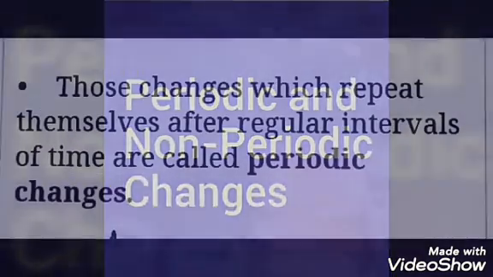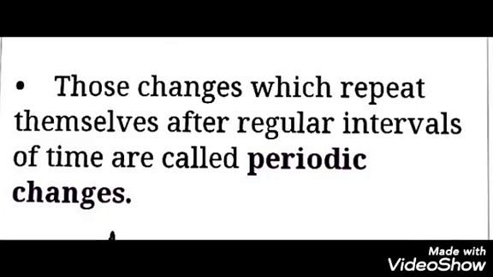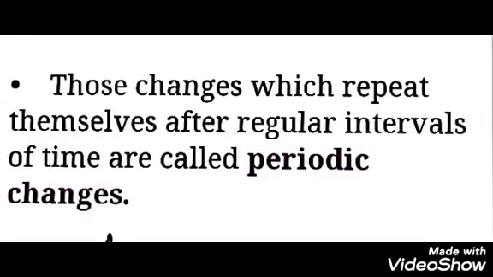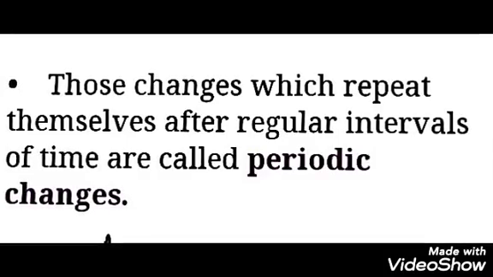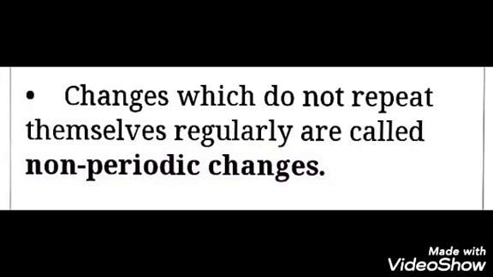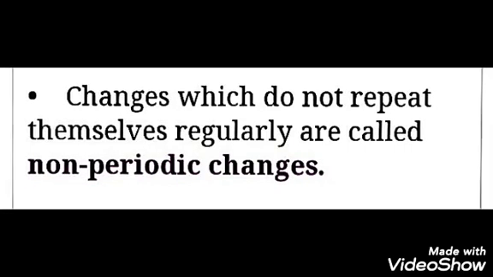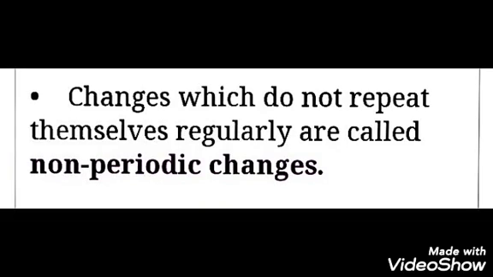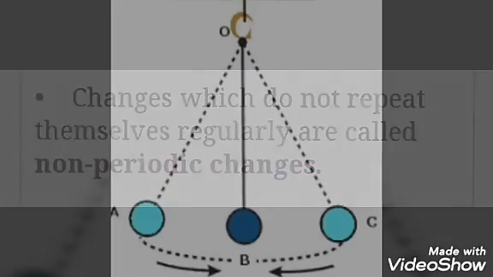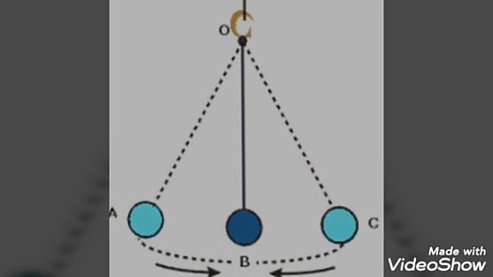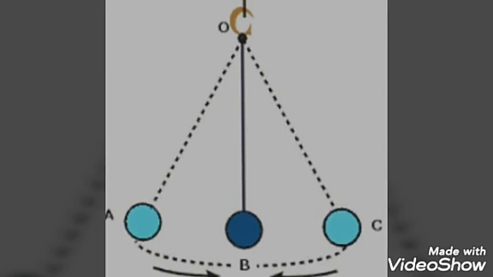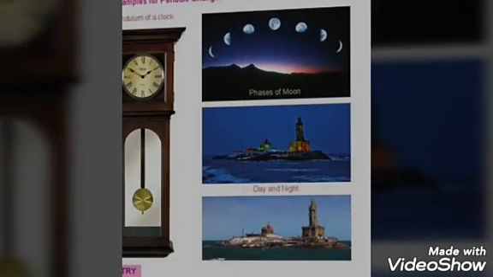Changes which repeat themselves after regular intervals of time are called periodic changes, whereas those which do not repeat themselves regularly are called non-periodic changes. Pendulum is an example of a periodic change which repeats itself regularly.